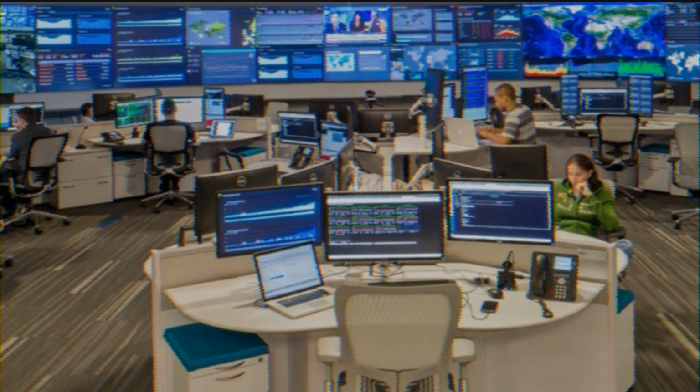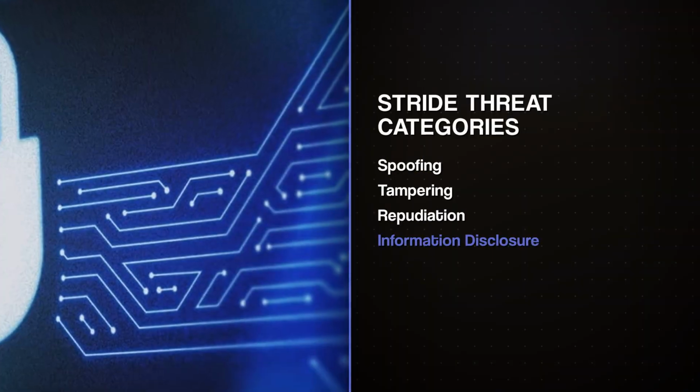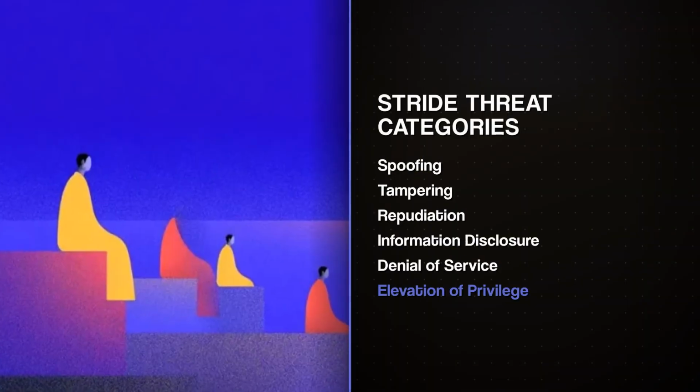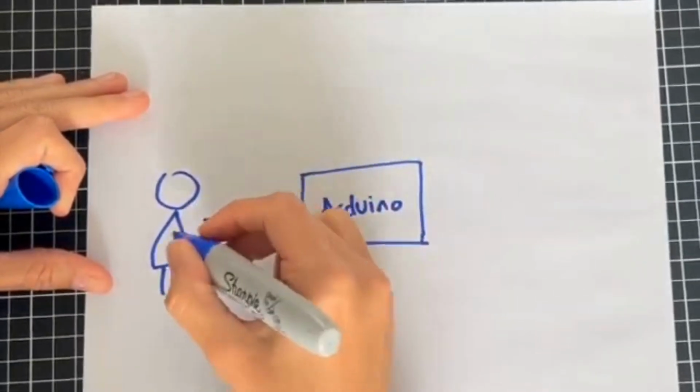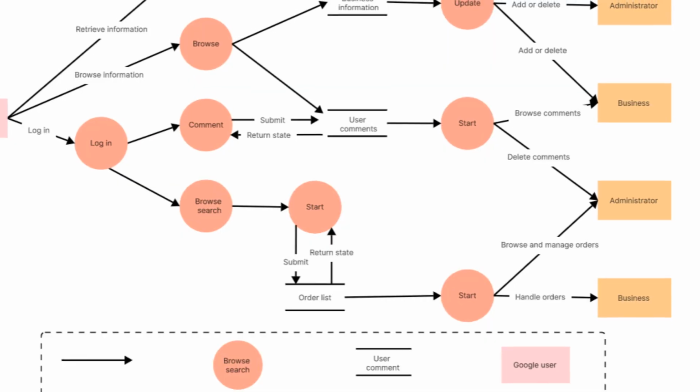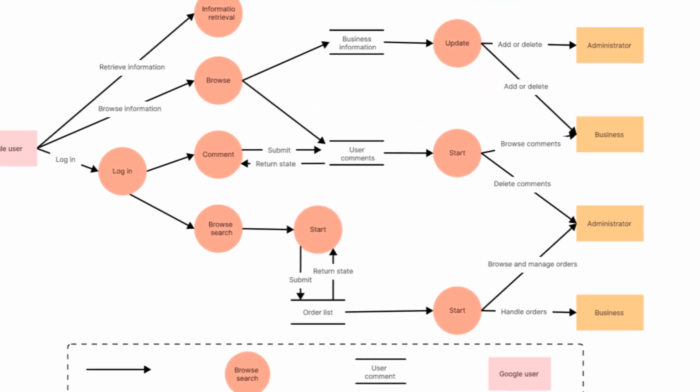The name is a mnemonic. 6 threat categories: spoofing, tampering, repudiation, information disclosure, denial of service, elevation of privilege. You draw a data flow diagram of your system, every process, every data store, every data flow, every external entity, and then you walk each element against all 6 letters.